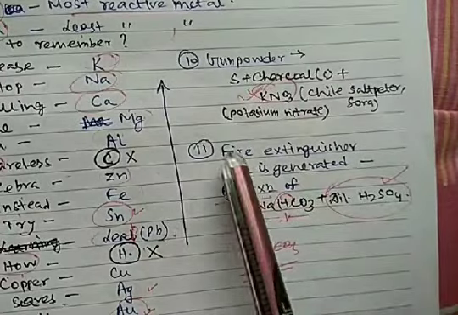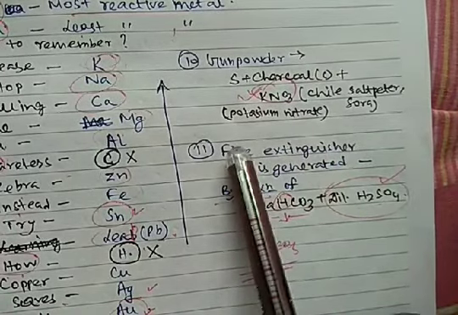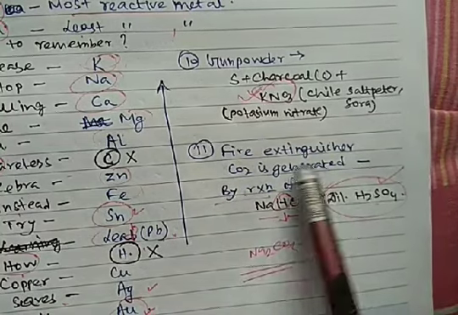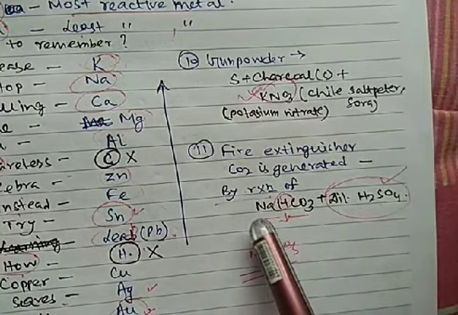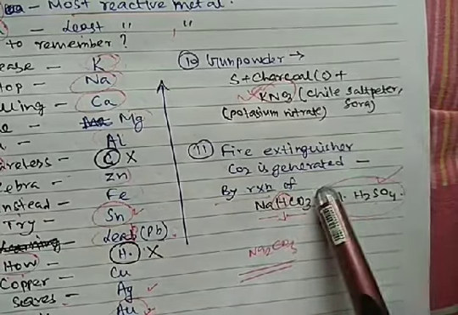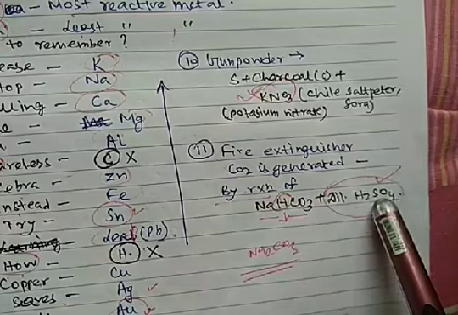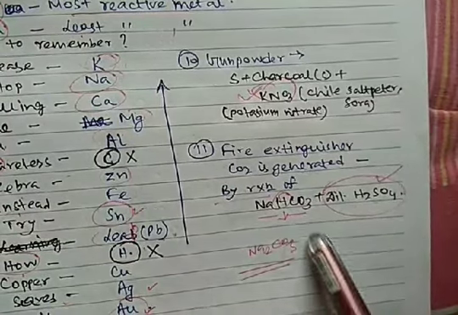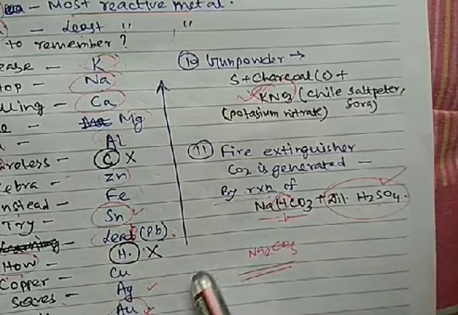Next topic is fire extinguishers. In general fire extinguishers, CO2 is generated by the reaction of what? By the reaction of NaHCO3, that is sodium bicarbonate, plus dilute H2SO4, dilute sulfuric acid. Sodium carbonate is known as Na2CO3.